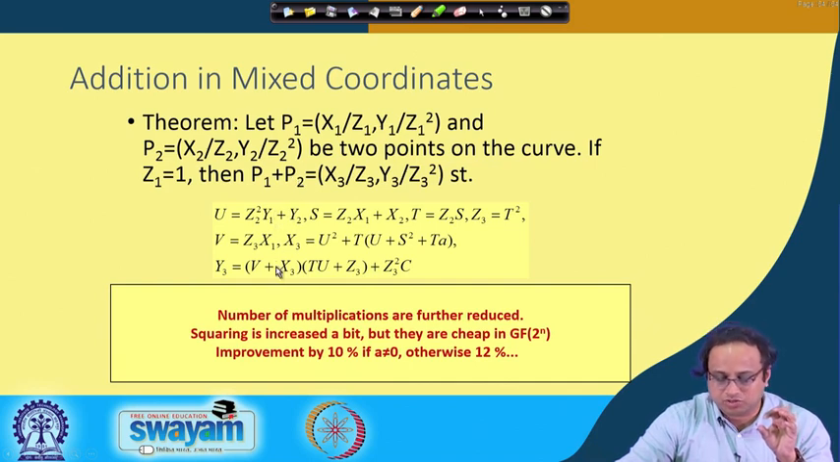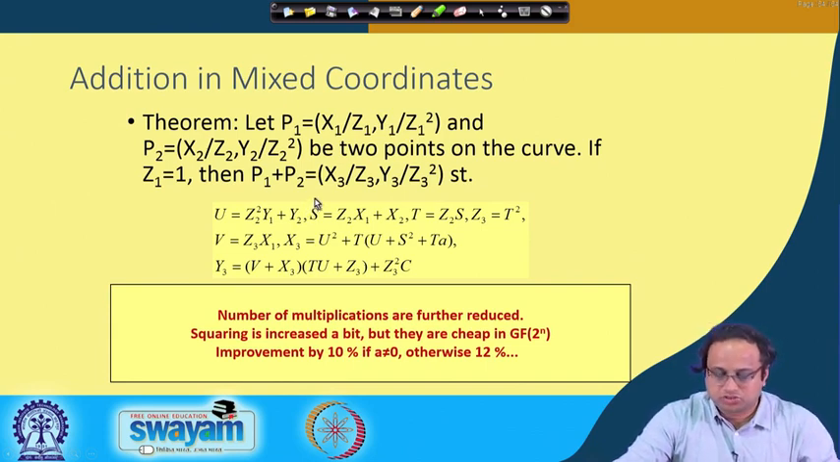Okay. And here are some equations to do that, and I am not getting into the derivation of these equations, but what I would like to mention here is that there are some papers or results which show that the number of multiplications is further reduced. Okay. Most importantly, squaring is increased a bit, but squarings are cheap in GF(2^n), as we have seen. So roughly the results show that if a is not equal to 0, then there is an improvement of 10%, and if a is equal to 0, then there is an improvement of 12%. Okay. So therefore, it also makes sense to keep one point in affine coordinates and the other point in projective coordinates, and to do the computations.